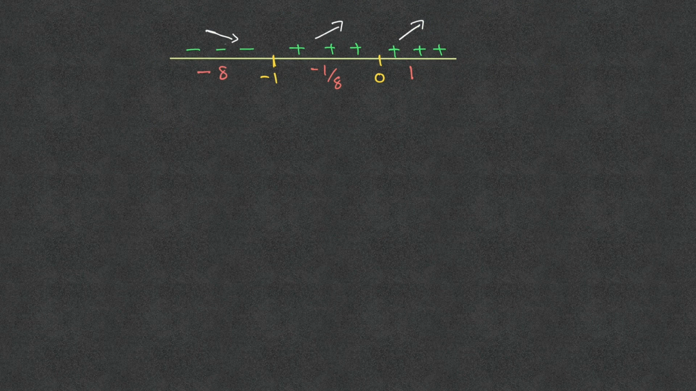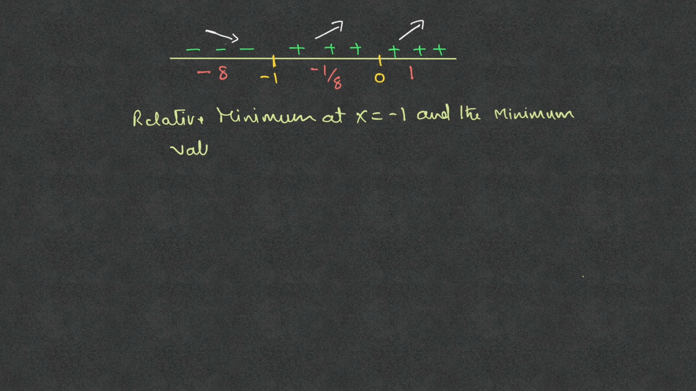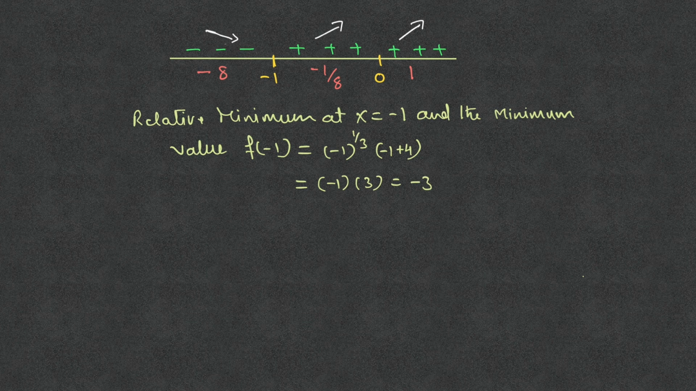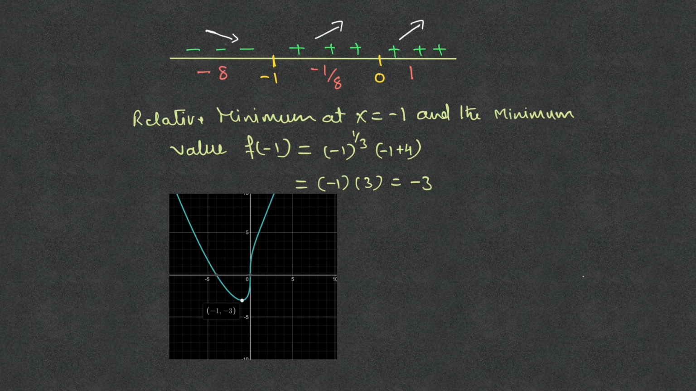The sign of the derivative changes from negative to positive at x equals negative 1, meaning there is a relative minimum at x equals negative 1, and the value of the function at x equals negative 1 is equal to negative 1 to the 1/3 times negative 1 plus 4, which equals negative 1 times 3 equals negative 3, as shown here.